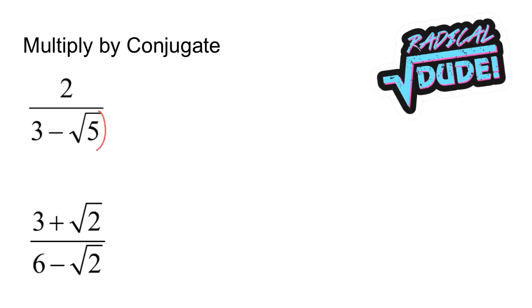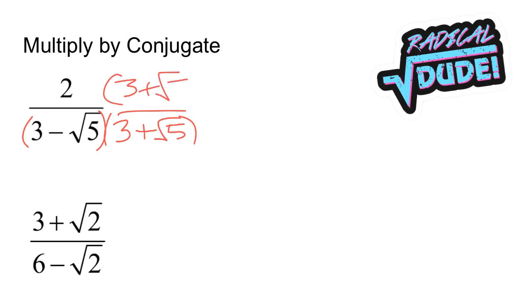We're going to multiply by a different thing. It's going to be 3 plus radical 5. So we're creating a sum and difference pattern. And you have to put the same thing on the top. 3 plus radical 5 has to go on the top also. So you have to multiply by the same thing. Instead of 3 minus, we change it to 3 plus. That's what the conjugate is.